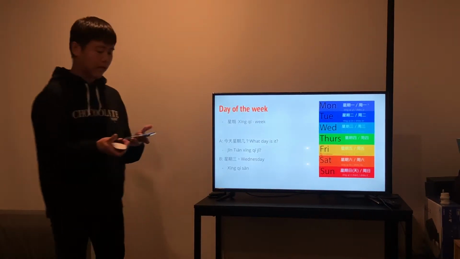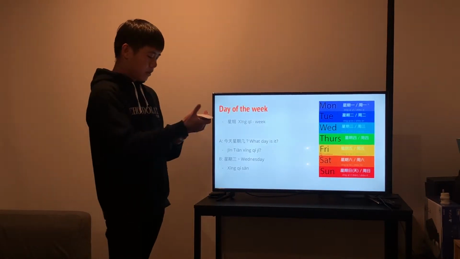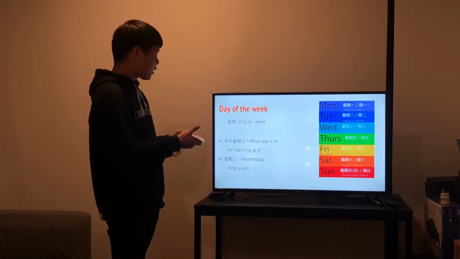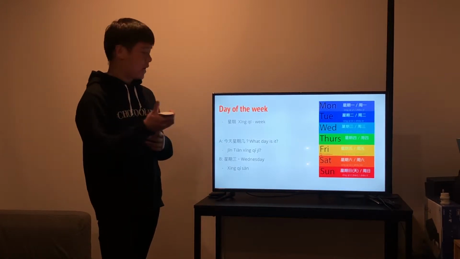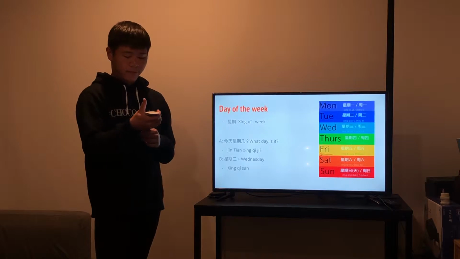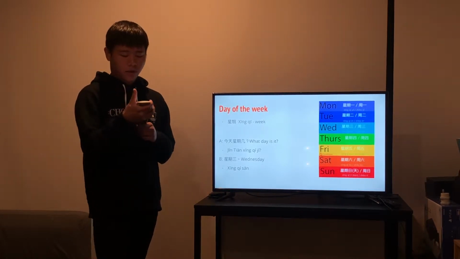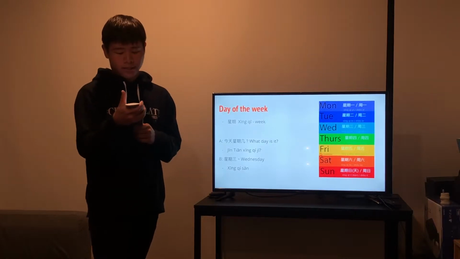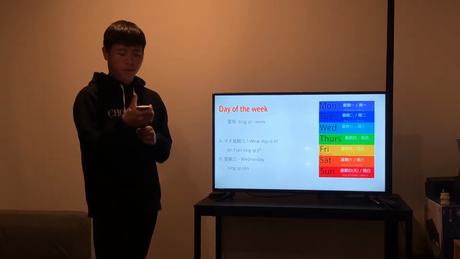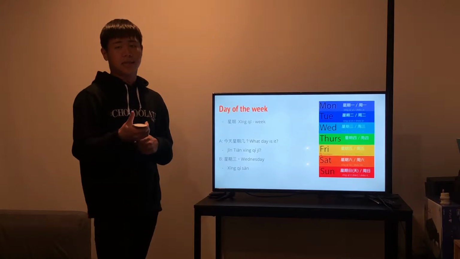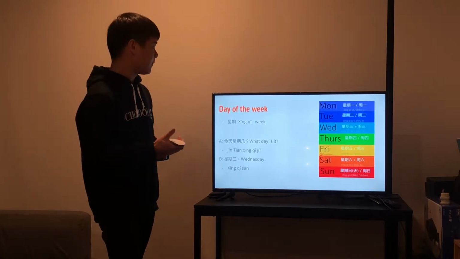Now I'd like to talk about the day of the week. So the concept of the week was introduced from the West. The names of days came from the sun, the moon, and the stars. When they were introduced to China, only Sunday was preserved. The other days were renamed from 1 to 6, so they became 星期一 to 星期日.